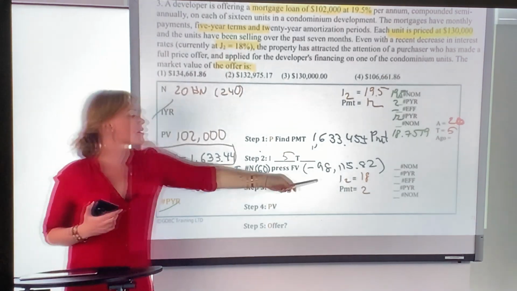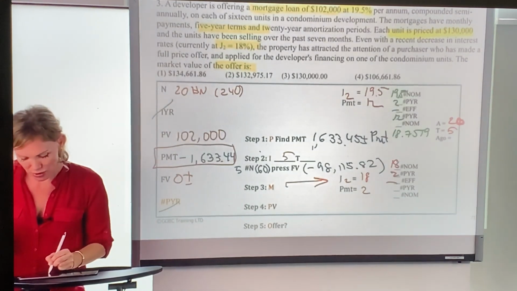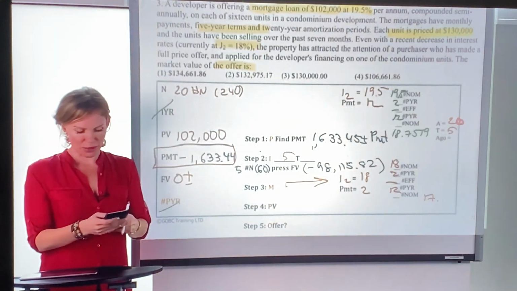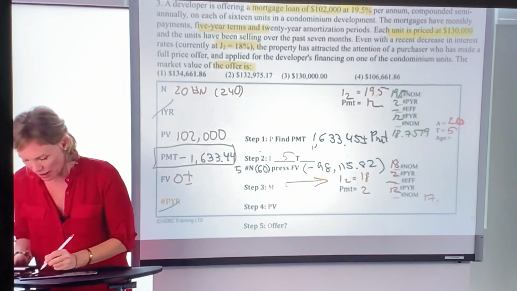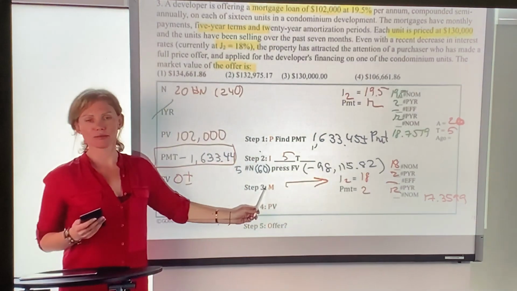It's at 18%. So right now, let's do the conversion. So we're going to do the second in Pepin. 18, 2, and 12. It should come up to 17 point something. Let's do it together. So 18 shift nom, 2 shift PYR shift effective, 12 shift PYR shift nom, 17.3599. Okay, so we got the conversion. Step 3 is finished.